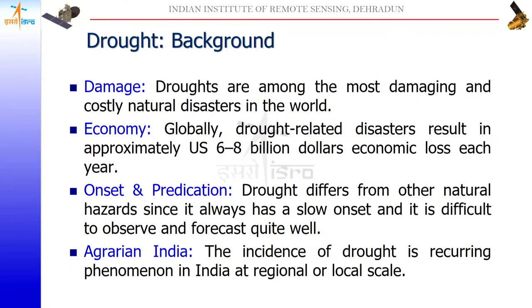If I'm talking about the economy part, at a global scale there is around $6 to $8 billion of economic loss each year because of drought-related disaster in various parts of the globe, including India. Then the third point, onset and prediction, is much more complex and difficult to define, like when the condition is the onset of drought, and at the same time, in a particular season, specifically the kharif season or monsoon period, how to define the prediction of drought at a local to regional scale.